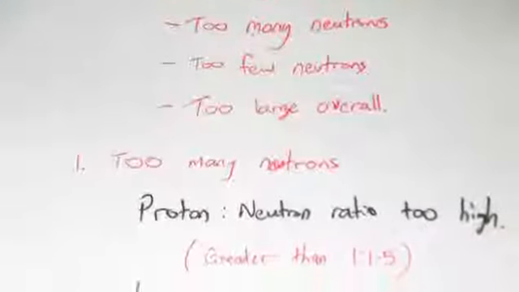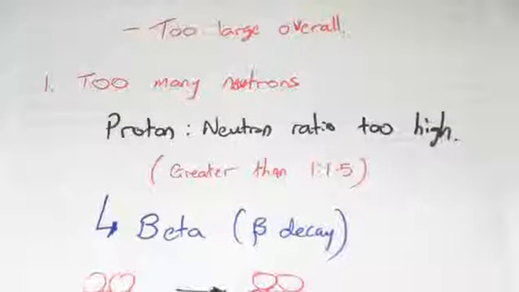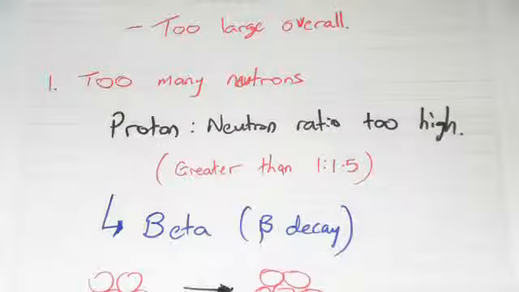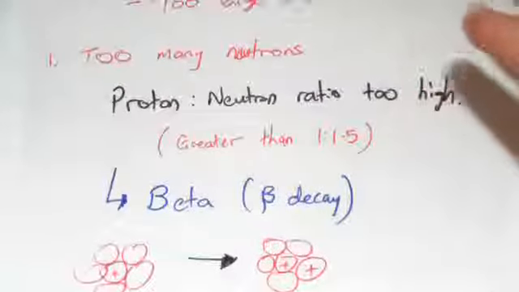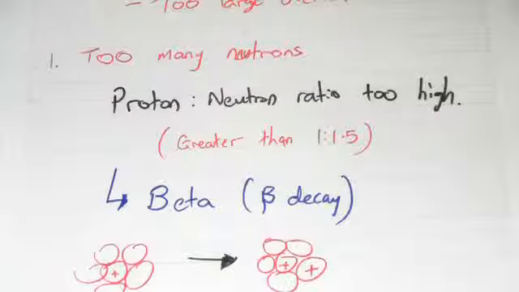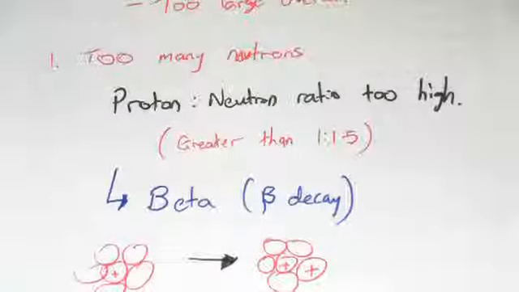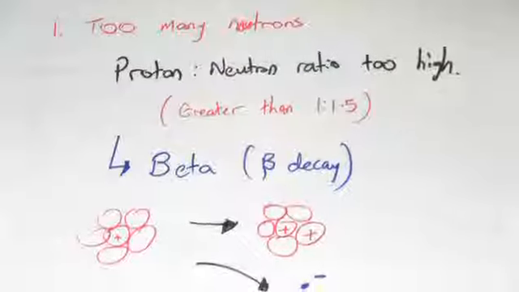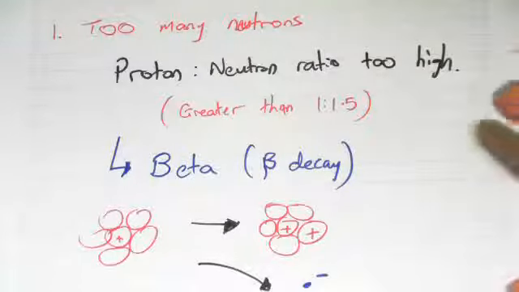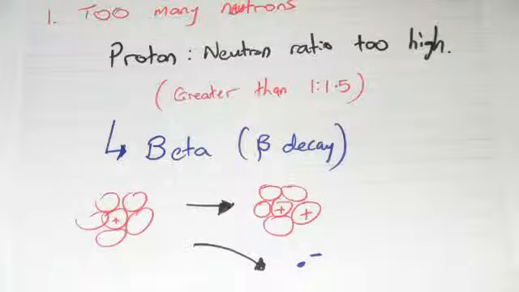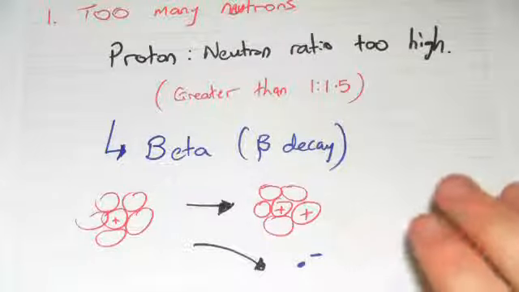So, first of all, if there are too many neutrons, the proton to neutron ratio is too high. Greater than 1.1 to 1.5 is generally where something will undergo what's called beta decay. We talked about this a bit before in the context of tritium. So you have this atom, it's arbitrary, and it's got a whole bunch of neutrons, and you want one to become a proton. So conservation of charge spits out an electron, and a neutron becomes a proton. Make sense?